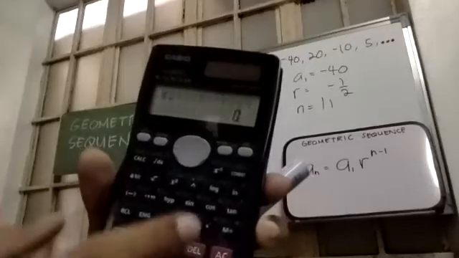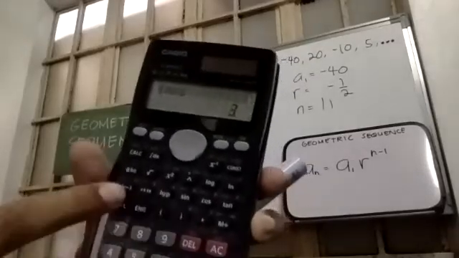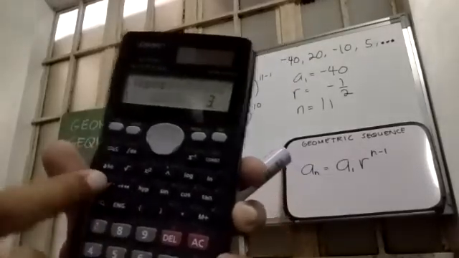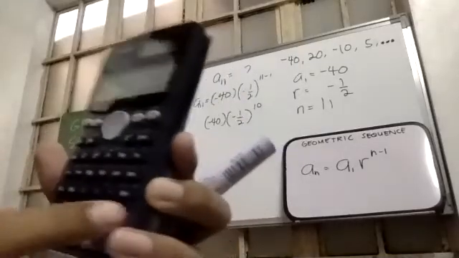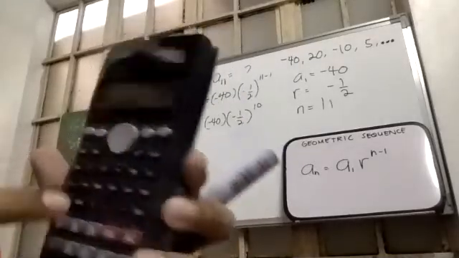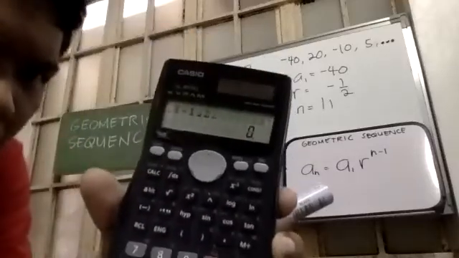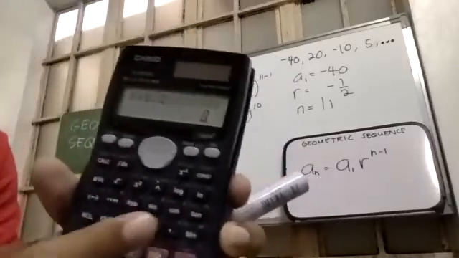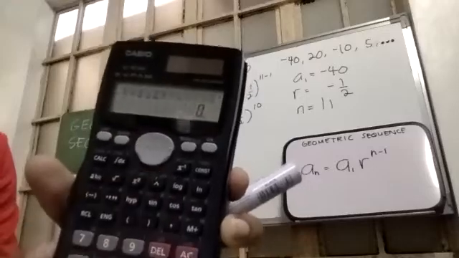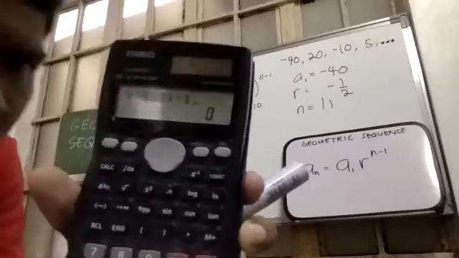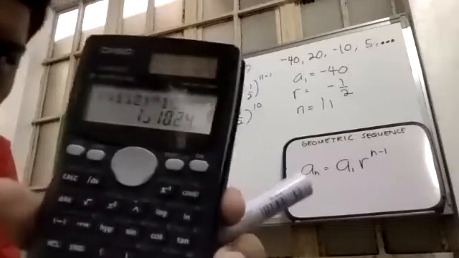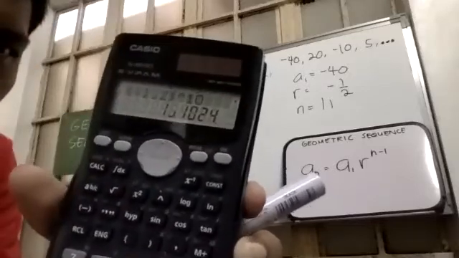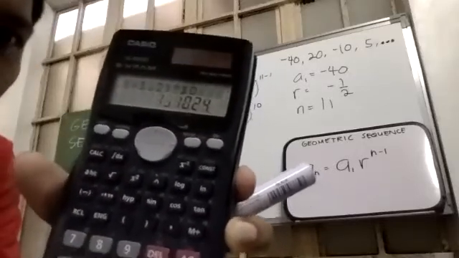Ito yung negative, hindi yung minus. Negative 1 half. Close parenthesis. Raised to 10. Then click equals. So, ang sagot is 1 over 1,024.